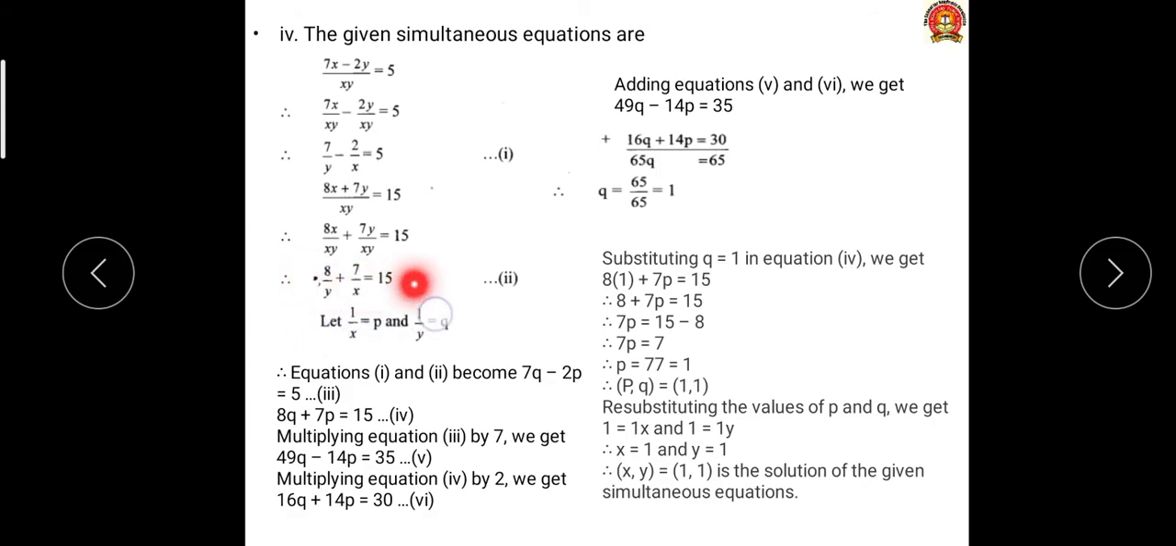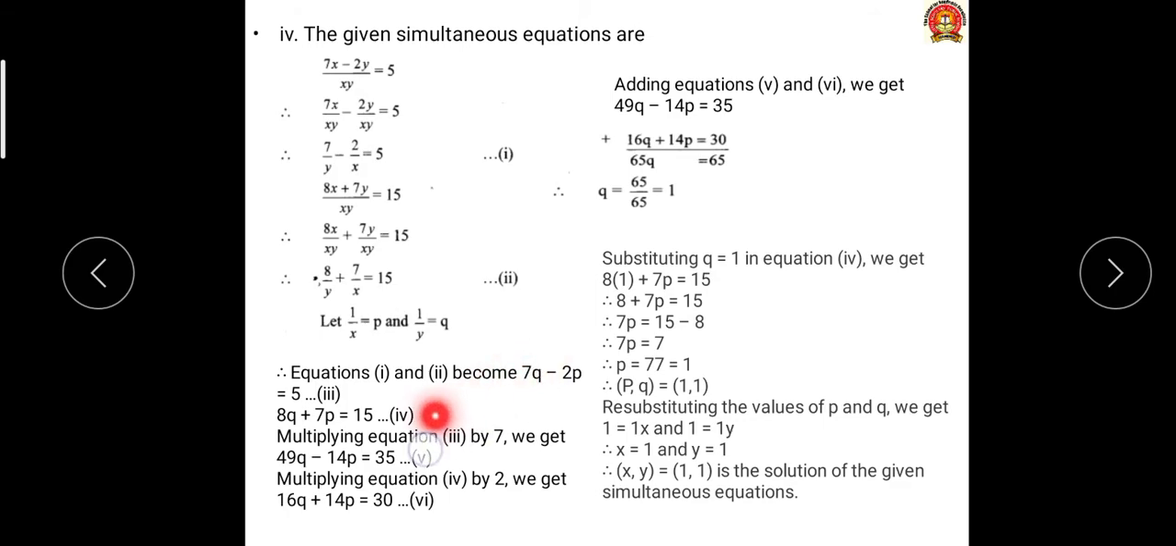Now listen students. Observe the first and second equation. The denominator is the same. So substitute 1 by y is equal to q and 1 by x is equal to p. After substituting, you will get the simple equations: 7q minus 2p is equal to 5, and second, 8q plus 7p is equal to 15. Now see the equation number third and fourth.